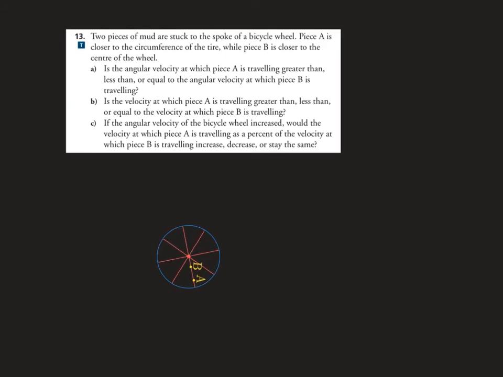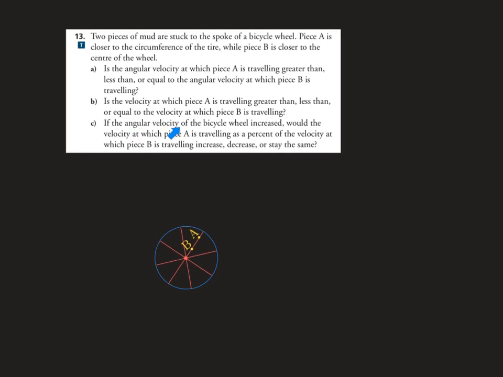Angular velocity is different. The angular velocity is what angle it is. So this one, they're both going 2 pi in the same amount of time, or 360 degrees in the same amount of time. All right, but A is actually traveling faster because it's covering a greater distance around.